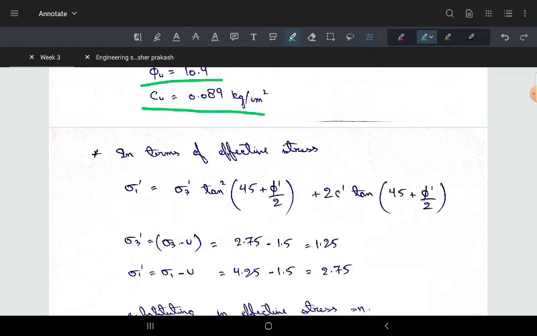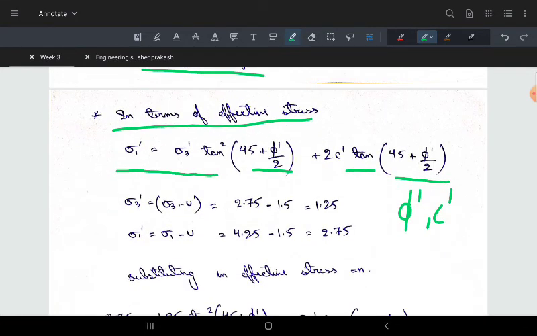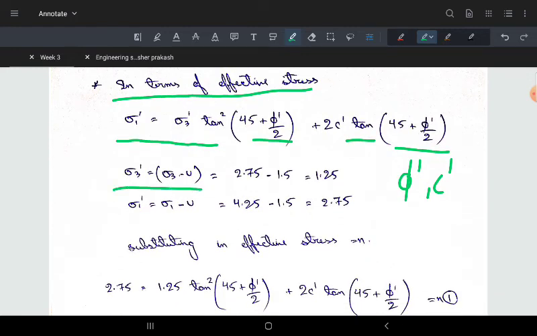Now this was in terms of total stress. Now we have it in terms of effective stress. Sigma 1 dash is equal to sigma 3 dash tan square (45 plus phi dash by 2) plus twice c dash tan (45 plus phi dash by 2). Here phi dash and c dash are used when we are dealing with the effective stress. So sigma 3 dash is equal to sigma 3 minus u, 2.75 minus 1.5, it is 1.25. Sigma 1 dash is equal to sigma 1 minus u, 4.25 minus 1.5, it is 2.75.